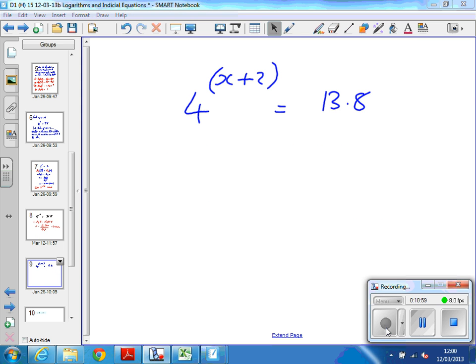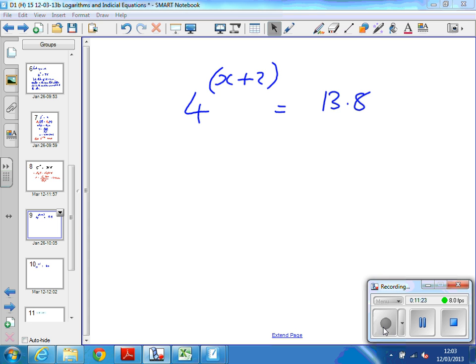So how about this one? We'll look at this together, but see if you can suss it. What difference is it going to make that in fact it's not an x, but it's an x plus 2 at the top? Follow the steps, see what you get. See if you can get the answer. You'll know you're right because you put that x back in here, and 4 to that power will give you 13.8 if you're correct. So I'll just pause this, have a go, and then we'll look at it together.